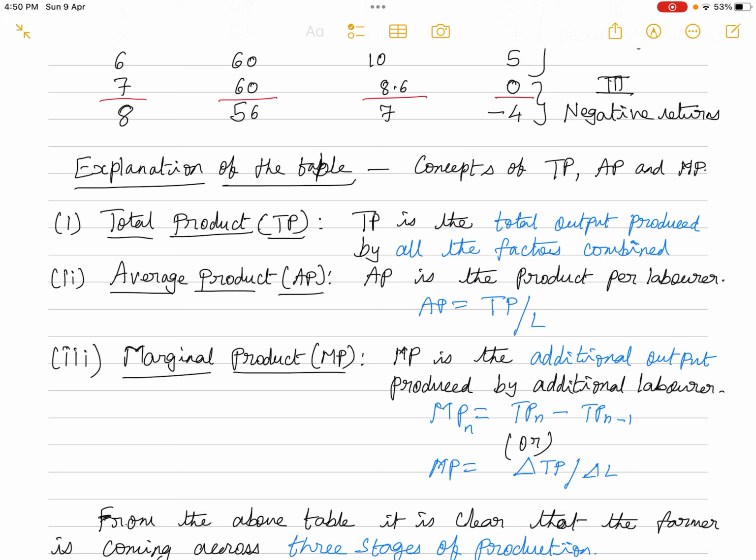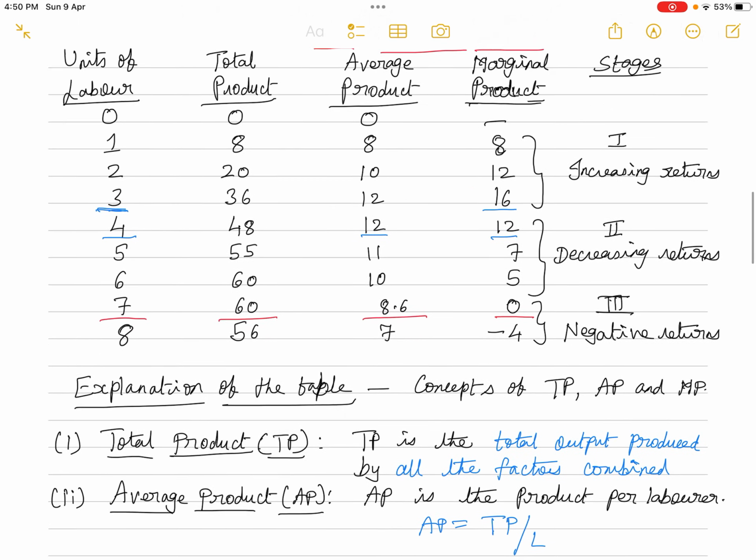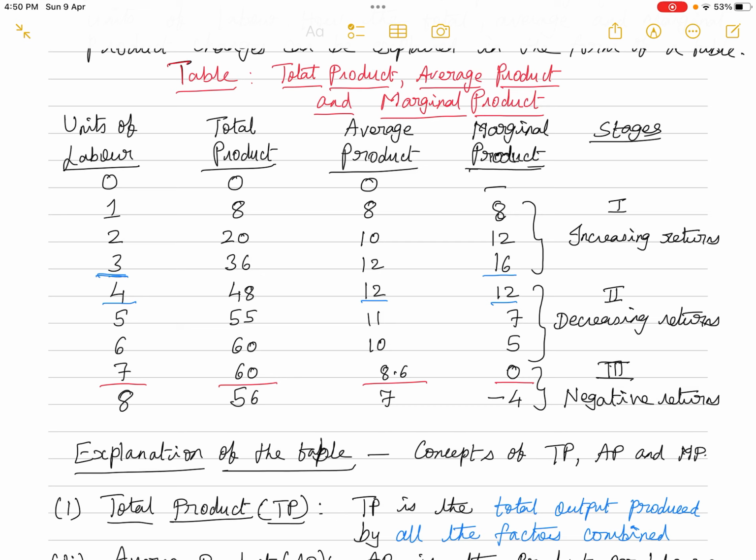And the marginal product, just like marginal utility, is the additional output produced by the additional laborer. The same formula: instead of MUn, you write MPn. So MPn is equal to TPn minus TPn-1, or MP is equal to delta TP divided by delta L, that is the change in total product divided by the change in number of laborers. When 2 laborers are employed, the total product is 20, so 20 minus 8, you get 12.